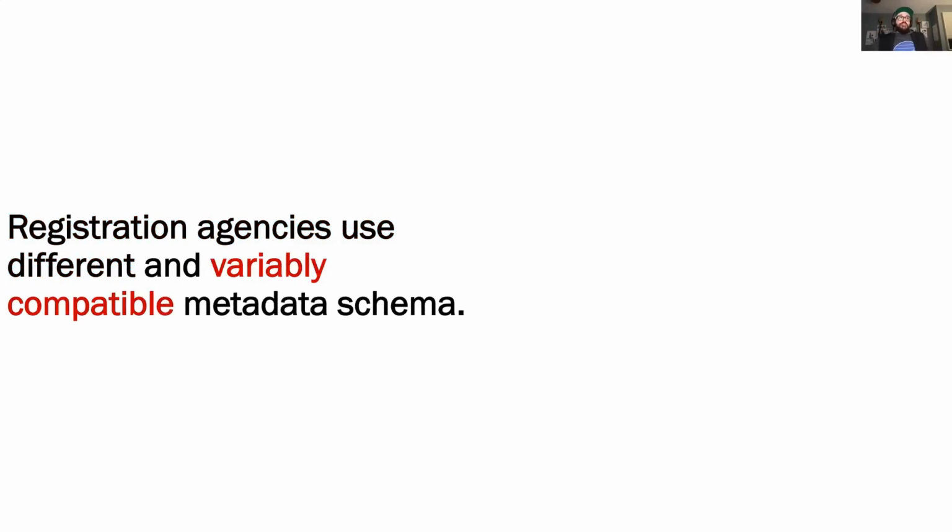Registration agencies use different and variably compatible metadata schema. This is important to note too. So for example, you folks are talking about data sets and DataCite. DataCite is broadly known as the go-to for minting DOIs for data sets, and they have a really great schema for data sets. I know from talking to Crossref that their schema for data sets is not great. These two are not interchangeable. But on the other hand, DataCite doesn't have a super great schema for articles, and Crossref does.